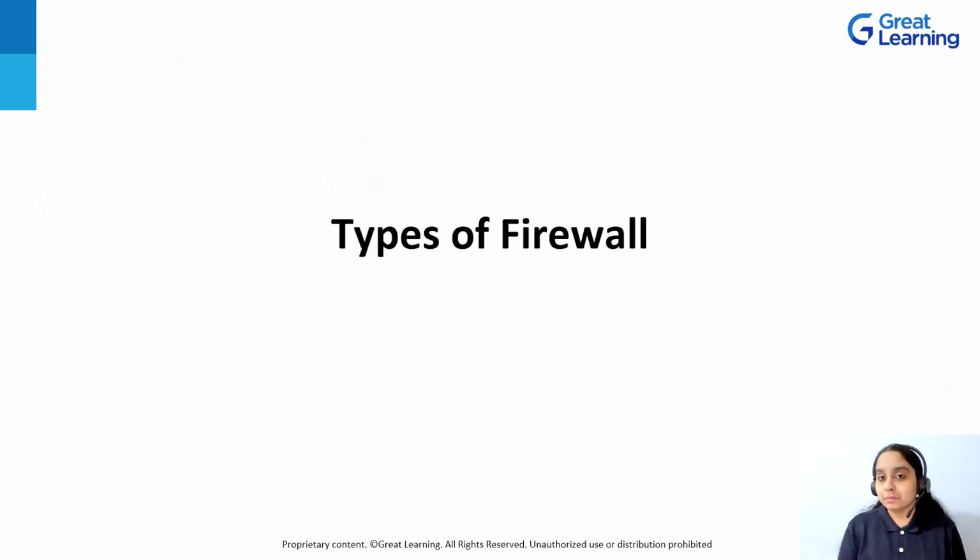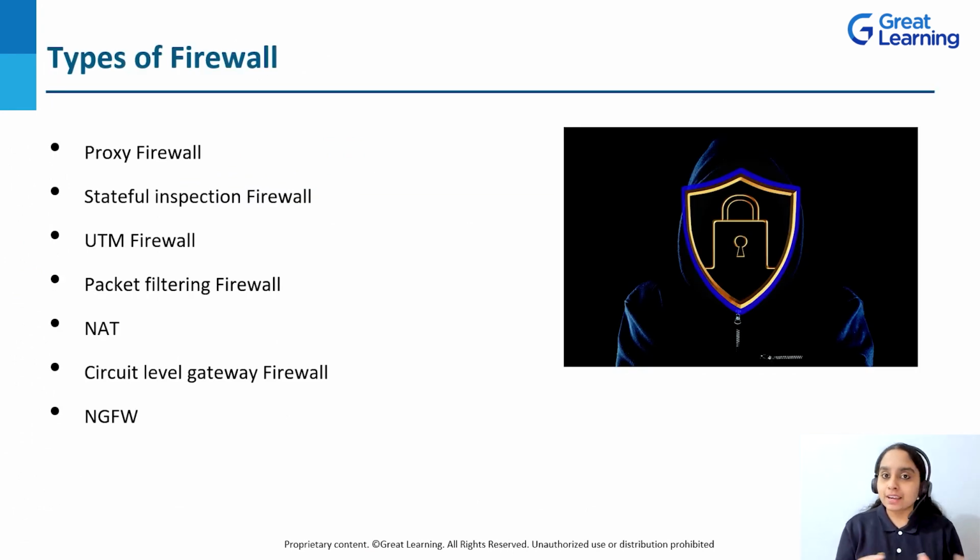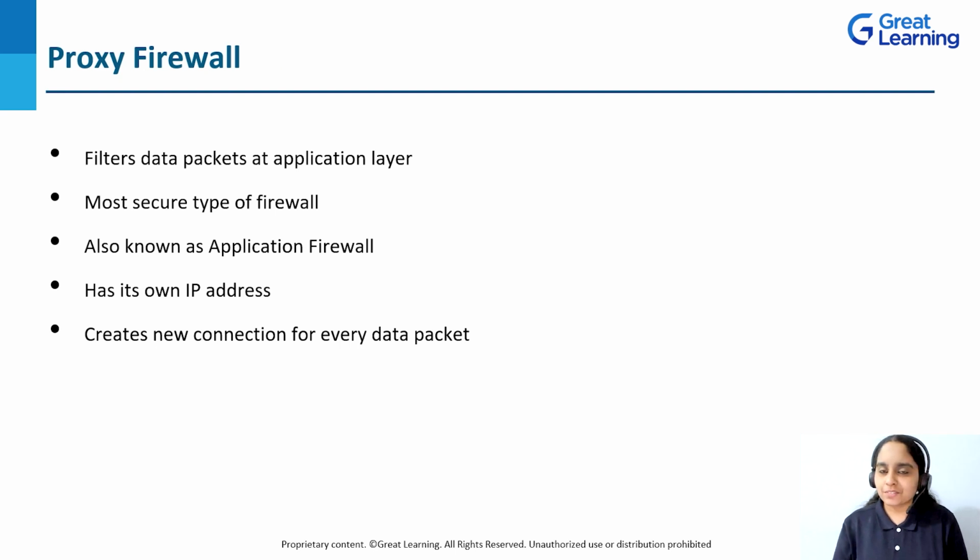In this course, we will be majorly focusing on 7 different types of firewall, and they are proxy firewall, stateful inspection firewall, UTM firewall, packet filtering firewall, NAT, circuit level gateway firewall, and NGFW. The first type of firewall is proxy firewall. Proxy firewall is also known as application firewall or gateway firewall. This firewall is one of the most secure type of firewall. Proxy firewall filters the data packets at the application layer. Application layer is the seventh layer in the OSI model.